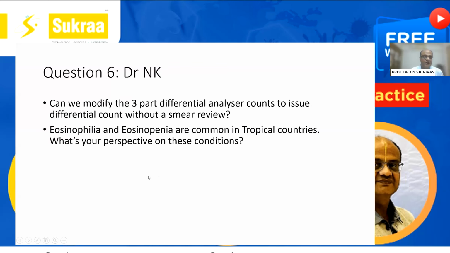The question for you, Dr. Naveen, we have come to the differential now. There are certain questions usually we encounter when we go for assessments, and we see that there are some weird practices, like they have 3-part differential analyzers, but they're still giving the 5-part values without a smear review. Do we have any such practices, doctor? That is the first question.